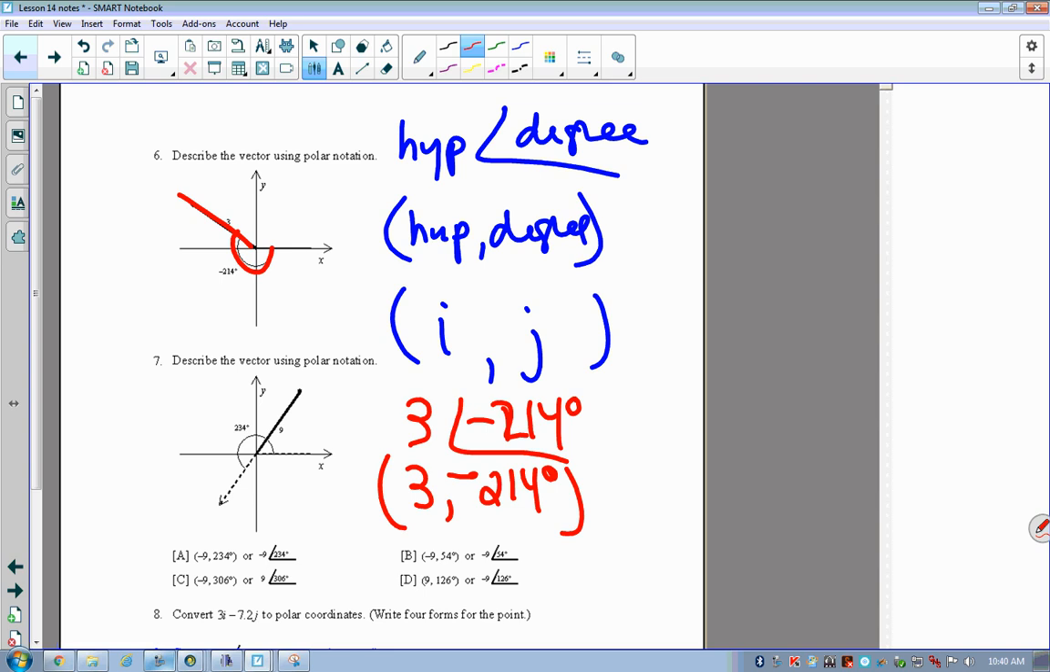You should already know that this is negative because we are going clockwise from my initial point. My initial always starts from here, and then we go clockwise or counterclockwise from there, giving me a positive or negative degree depending upon which direction I'm headed.